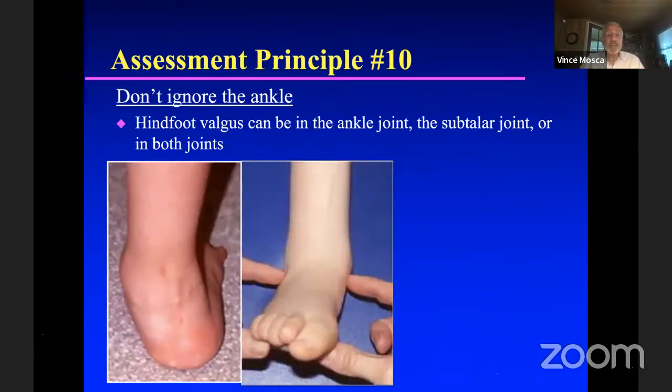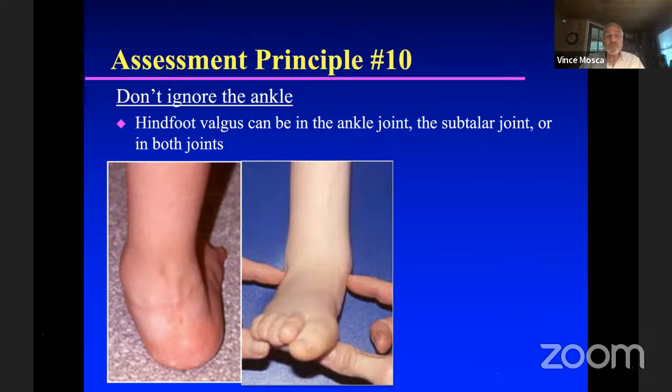So we can't ignore the ankle joint. The ankle joint is not, excuse me, part of the foot, but it's right nearby. So that's a valgus ankle. You can see the little toe on the right side of that posterior view. Well, when you look at this, there are two places for ankle valgus deformity, for hindfoot valgus deformity.